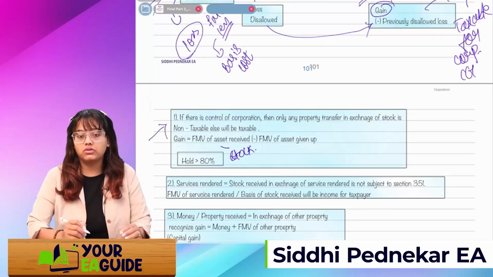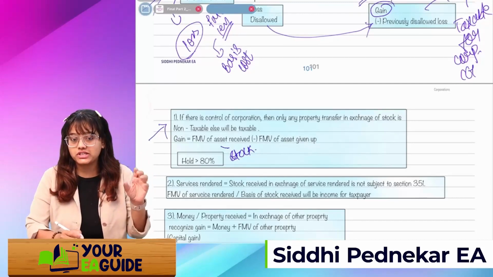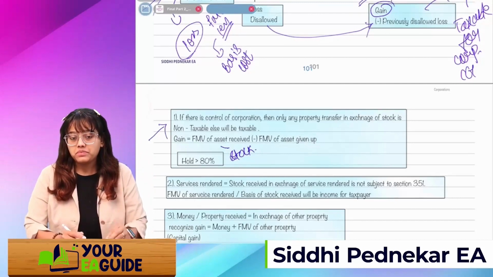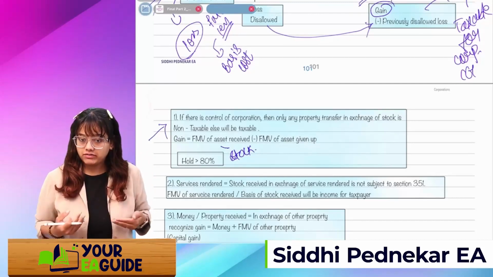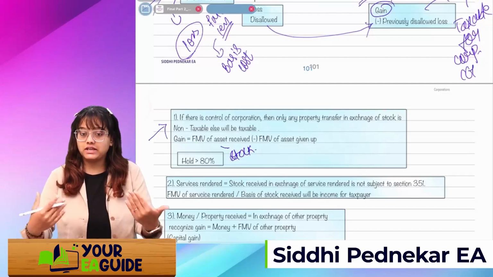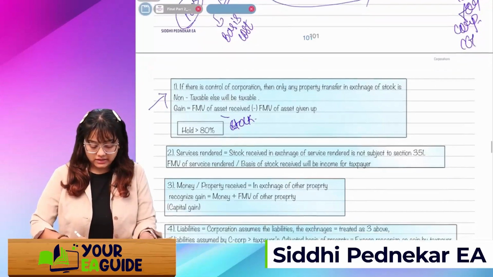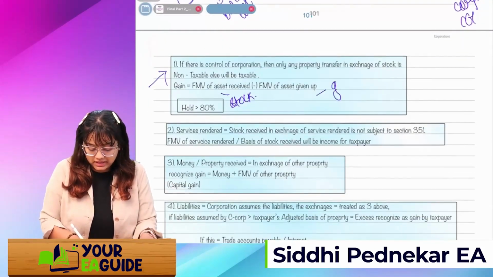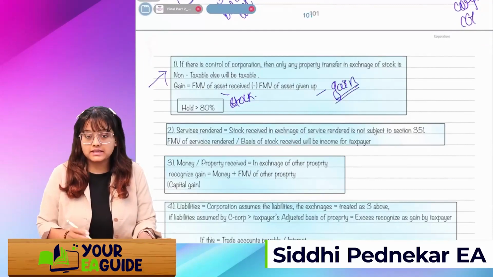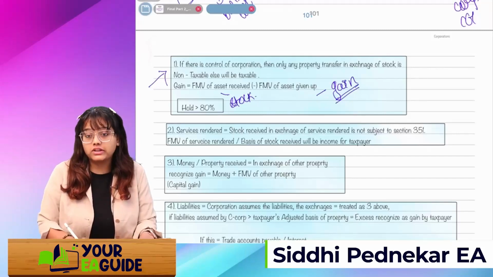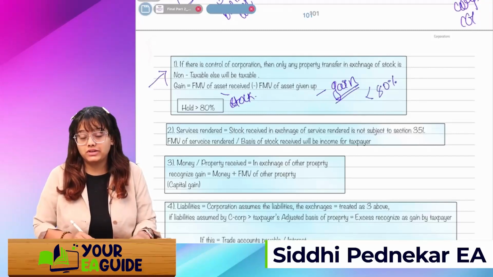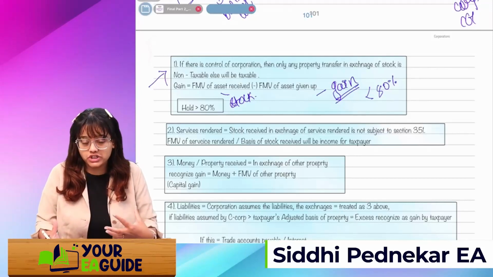Remember this thing. Don't get confused between corporations and partnerships. Okay. FMV of the asset received minus FMV of the asset given up. Right. This will be considered as a gain for the taxpayer if the control is not there, meaning if the taxpayer is holding less than 80% of the outstanding stock of the corporation.